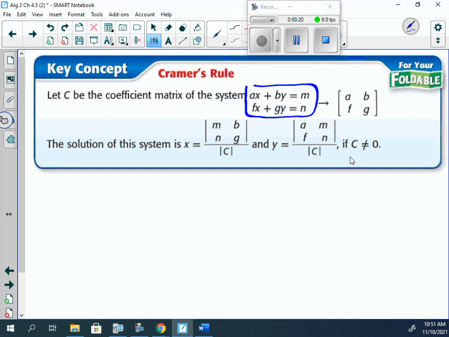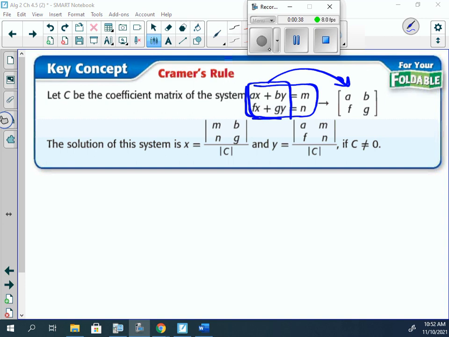And C is just taking the coefficients, the numbers in front of the variables, and turning it into a matrix. And we're going to call that matrix C. So we turn that into matrix C, and we're going to take the determinant of it, and it goes on bottom.